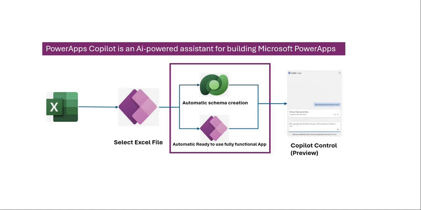So today I'm going to take an example of an Excel file, where a business is having legacy applications. Once we select it, schema creation is going to be done automatically, and a fully functional responsive app also gets created. And on top of that, we can add the Copilot as a control into the Power App applications and start using it, right? So let's see how we can achieve this in a couple of minutes.